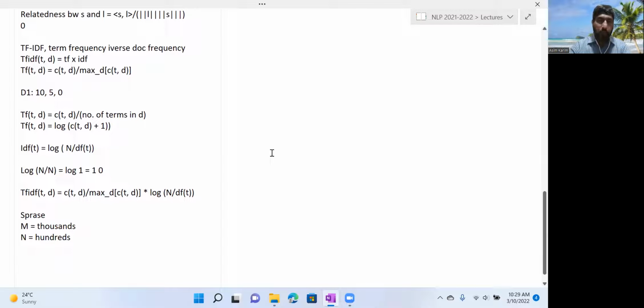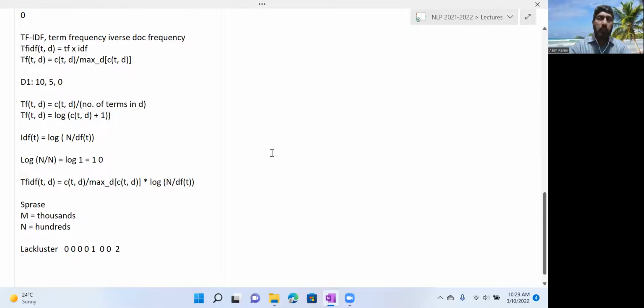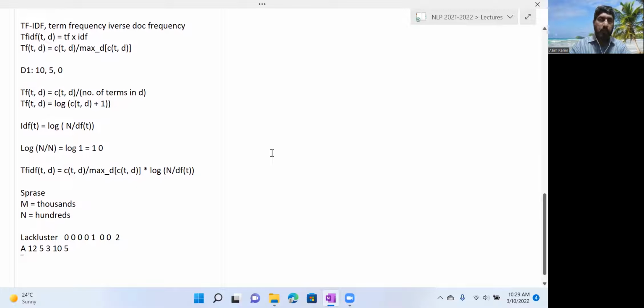So for example, if I have a word like lackluster, this may occur only in very few documents. So there will be a lot of 0, 0, 0, 0. Maybe one document has 1, 0, 0, 0, 0, 0, and maybe another document has 2. While on the other hand, a word like 'a' might occur in many documents, 15, 5, 3, 10, of course these are raw counts. But there are many such words that occur infrequently. So lackluster is an example.